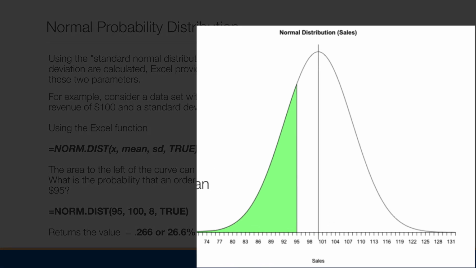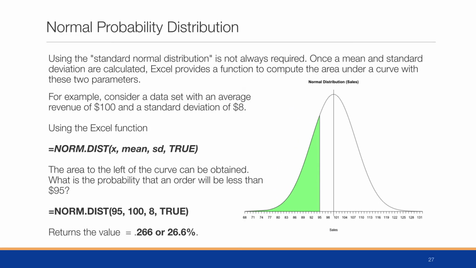So the area to the left of the curve can be obtained. What is the probability that an order will be less than $95? We will plug in NORM.DIST(95, 100, 8, TRUE), where 100 is our mean and 8 is our standard deviation. That will give us the cumulative distribution to the left, which will return a value of 0.266 or 26.6%.